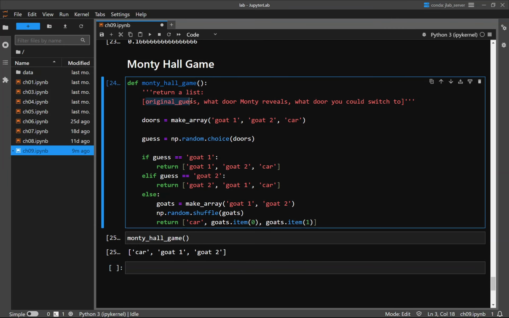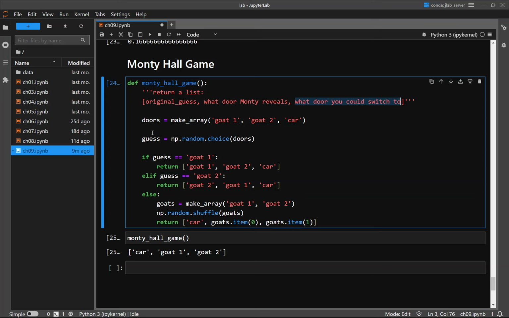It's going to give you back your original guess. We're going to randomly pick a guess as well. The door that Monty Hall shows to you, and then the door that you could switch to. Okay, so that's going to be how we simulate this game.